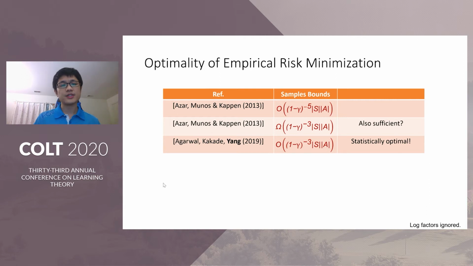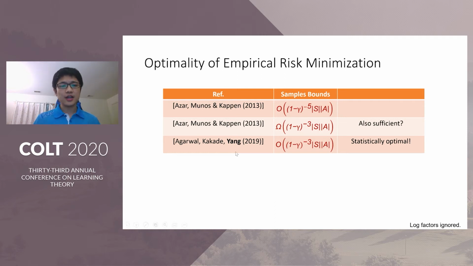For instance, in the original Azar paper, they show that if the agent collects sufficiently many samples, where the number of samples is proportional to (1 minus gamma) to the minus 5, which is a big number by the way, the algorithm is guaranteed to output a good policy. However, there is a huge gap between this and the information-theoretic lower bound, right? The upper bound is minus 5 and the lower bound is minus 3.